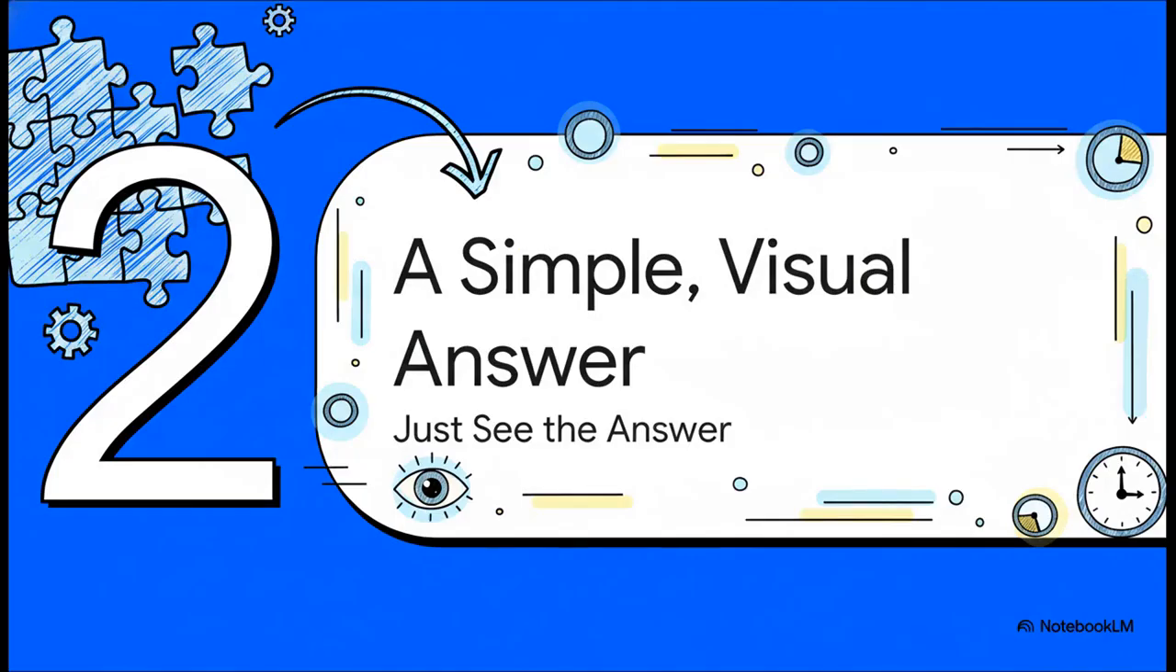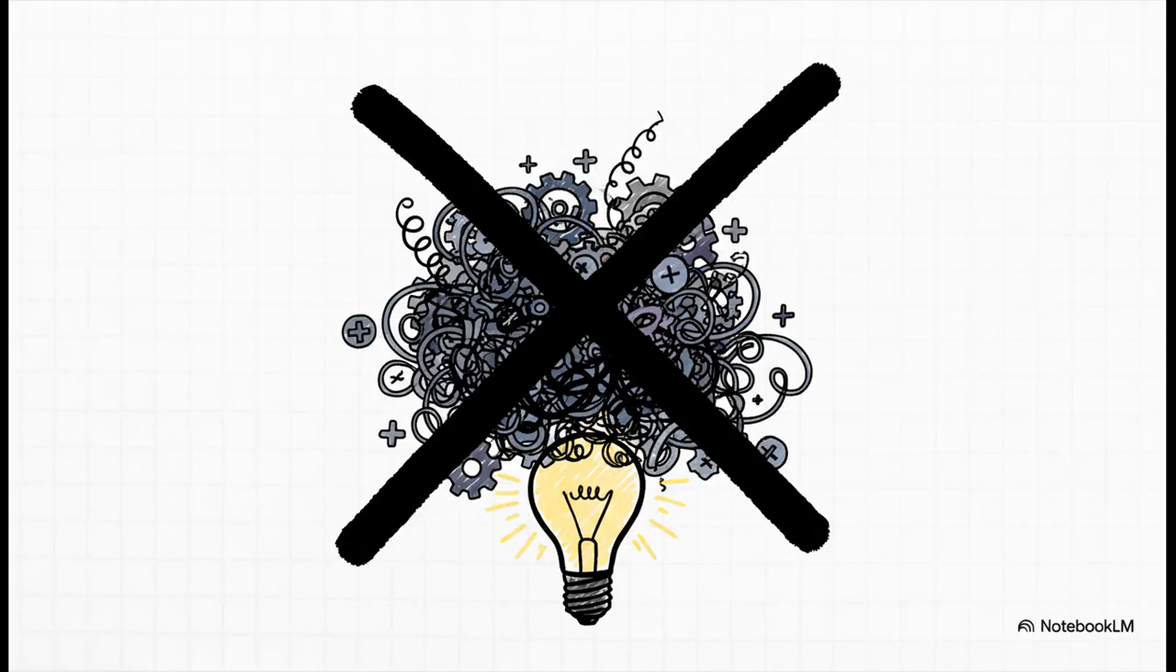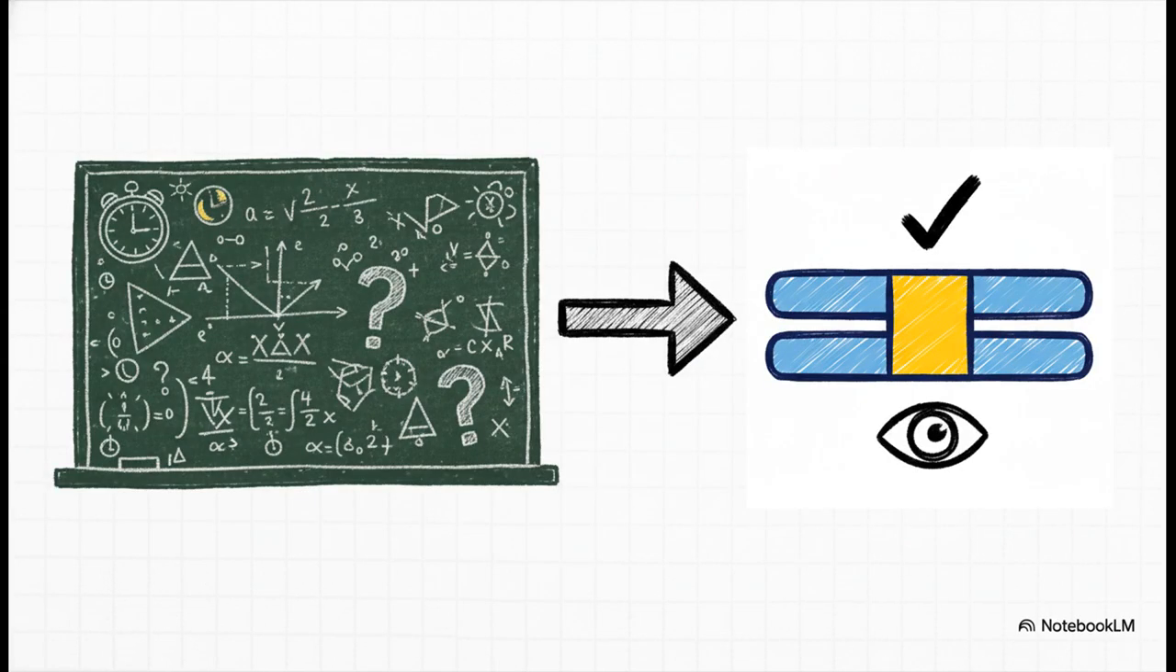But what if the goal wasn't to get better at solving the puzzle? What if you could just see the answer? And that brings us to our next section, a simple visual answer. And this right here is such a critical point. The first instinct is almost always to add more stuff, more integrations, more settings, more buttons. But the creators of this thing realized that just adding more features to an already confusing problem, well, it just makes everything worse.